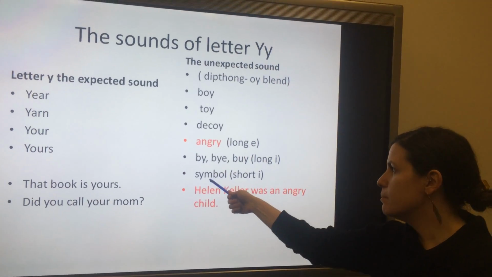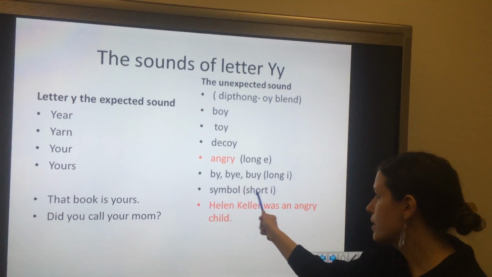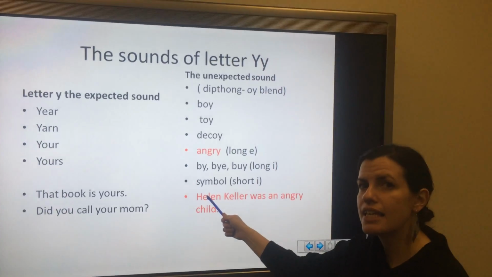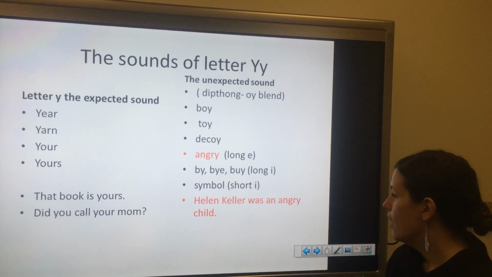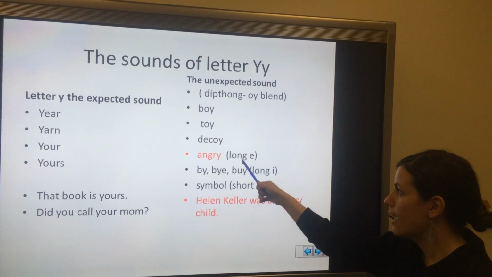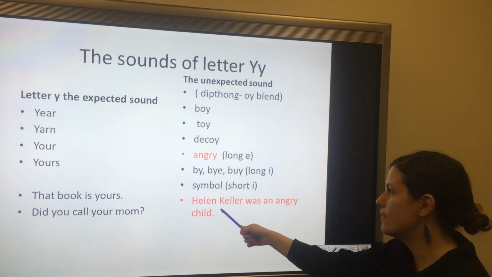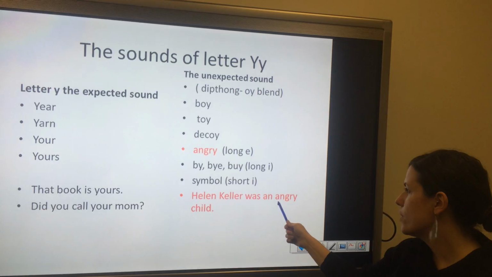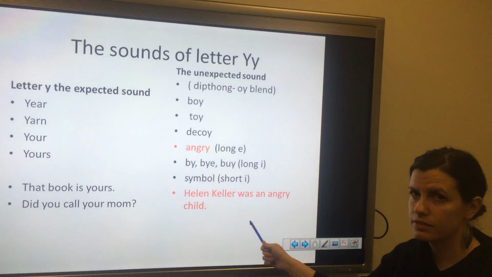The word symbol, the Y here makes a short I. Symbol. Here we have our sentence for next week. Angry is a word for next week. In the sentence, Helen Keller was an angry child.